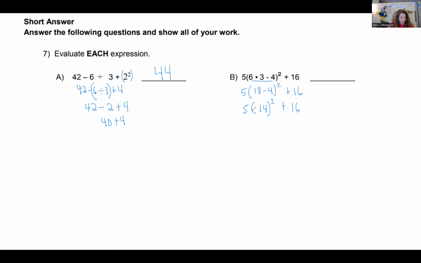So 14 squared, I don't know what it is. 14 squared is 196. So we're going to multiply 5 by 196 and add 16. 196 times 5 is 980. And 980 plus 16 is going to be 996.